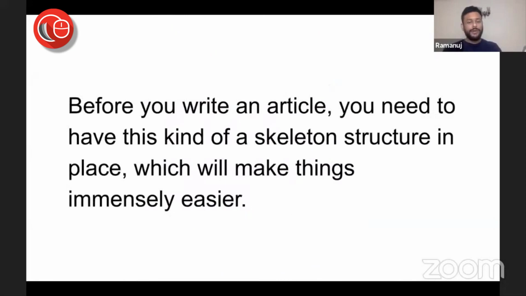Before you write an article, you need to have this kind of a skeleton structure in place, which will make things immensely easier. It will cut down the time you need to research. It will cut down the time you spend on writing. You will not waste time. It will be so much easier once you do this.